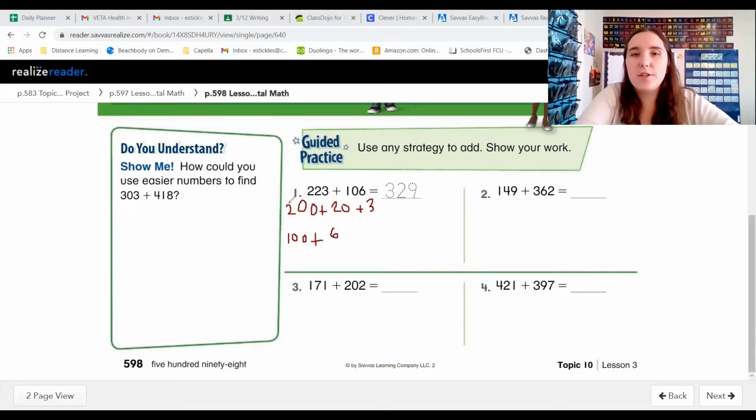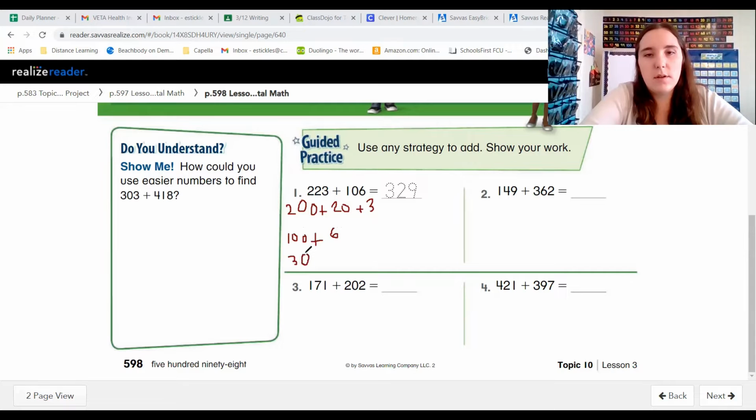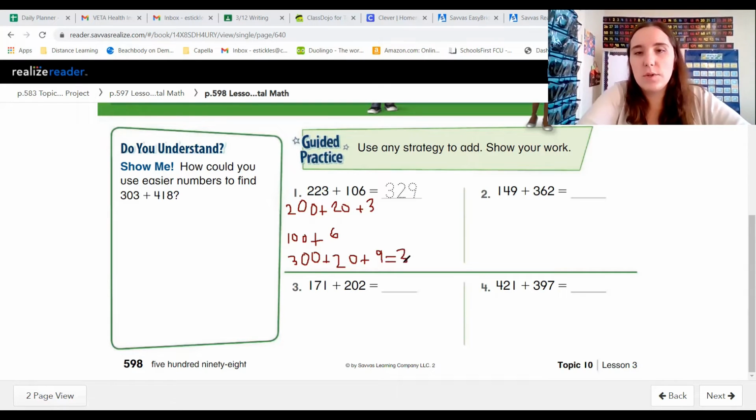So now I can say 200 plus 100 is 300. And 20 plus 0 tens would still be 20. And then 3 ones plus 6 ones is 9. And I know that 300 plus 20 is 320, plus 9 more would be 329. So just like that, we just added up 2 3-digit numbers. Pretty easy. And there's lots of ways to do these, friends.